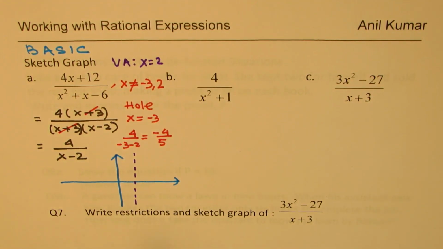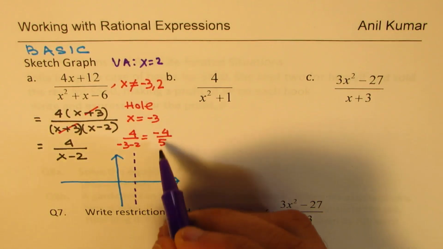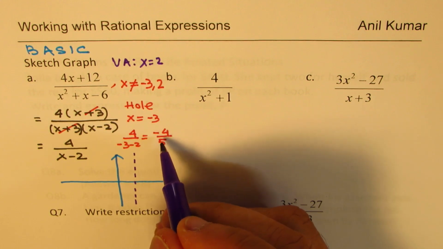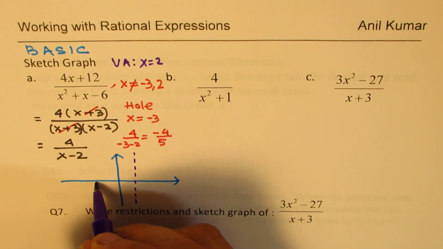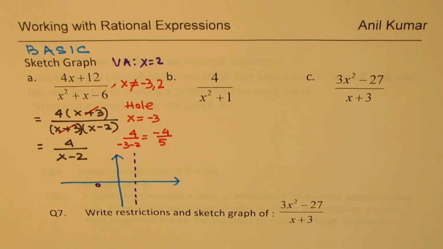One. Second, at minus 3, we have a hole, right? So at minus 3, there is a hole which is somewhere here, minus 4 over 5. So somewhere here, we have a hole, right? So that means this point is also not in our domain, correct? Now to sketch this particular function, what we could do are some simple calculations, right? There's a lot, as I said, about it.